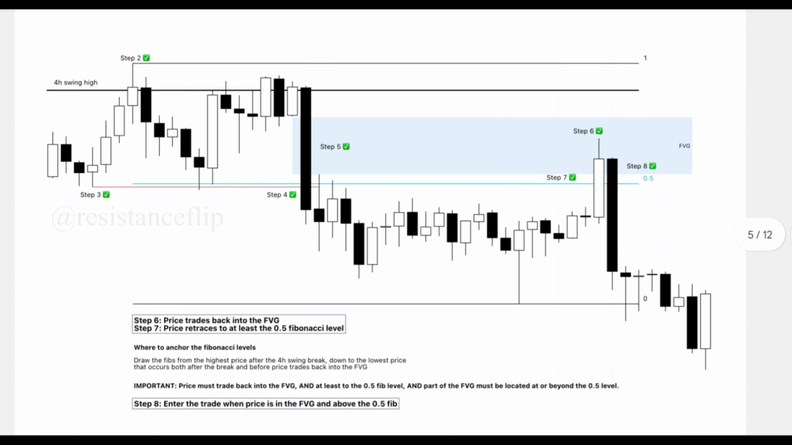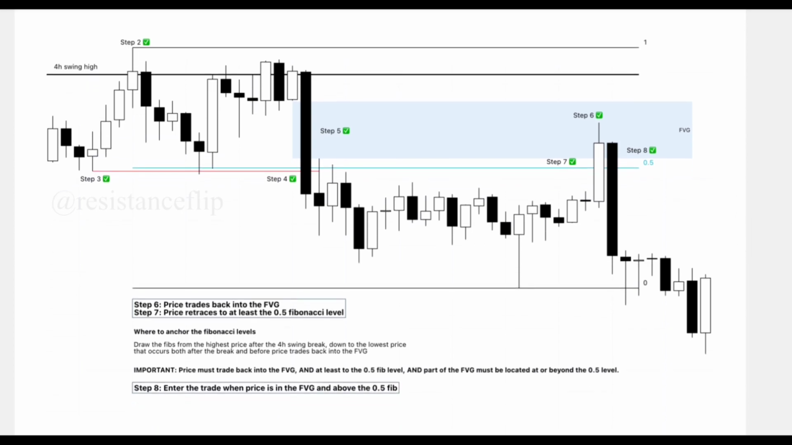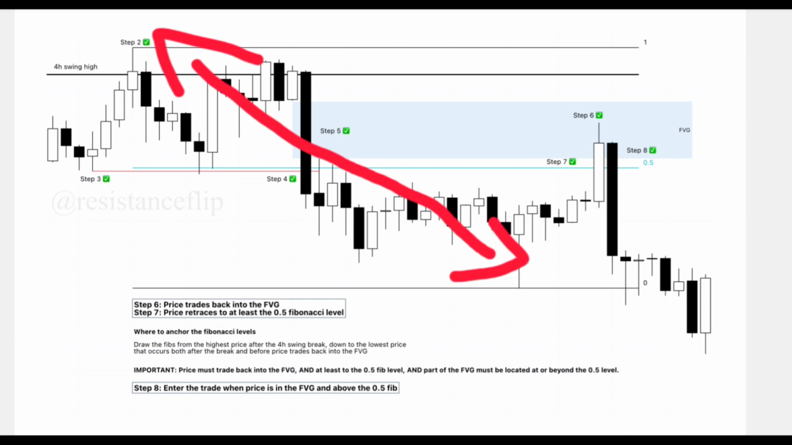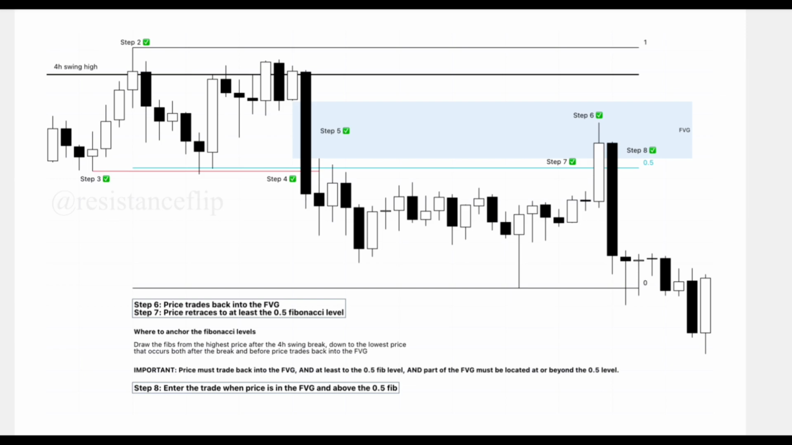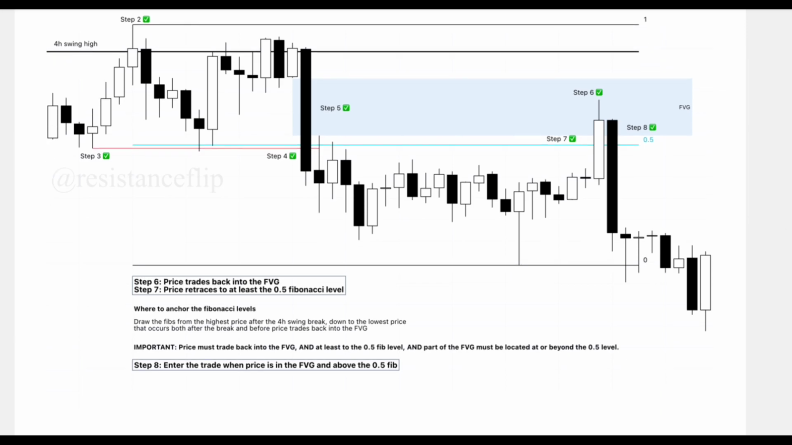Now step number 6, price trades back into that fair value gap. You got the sweep of these lows, and then the price traded back into that fair value gap. What you do is draw the 0.5 fib level from this high to this low, and the price trades back at least to the 0.5 fib level. Now you should mark that 0.5 fib level, and once the price sweeps that level, then you can enter your short trade.